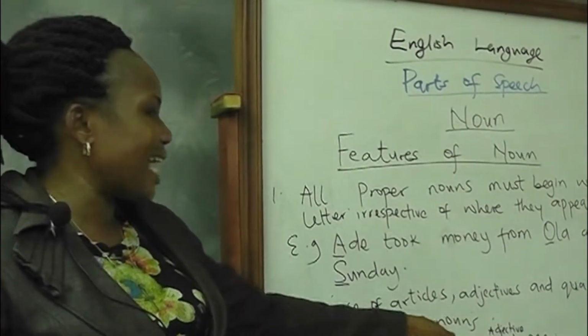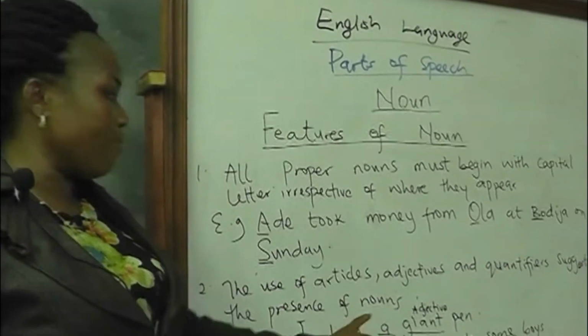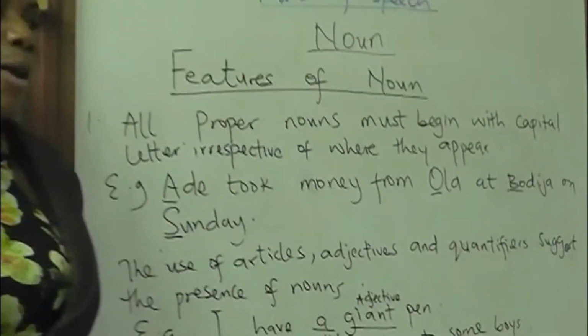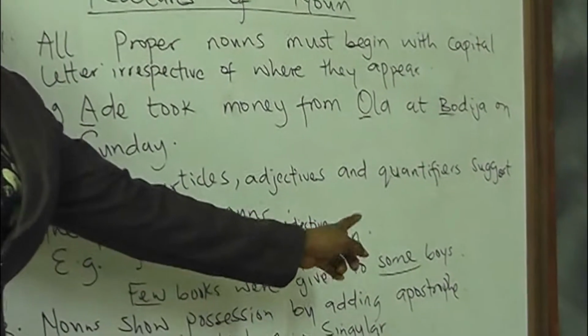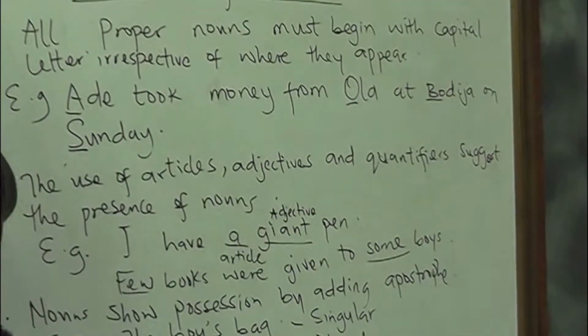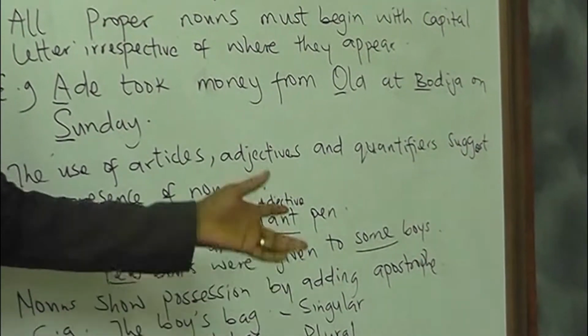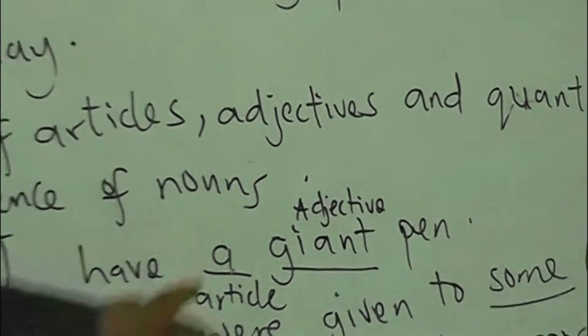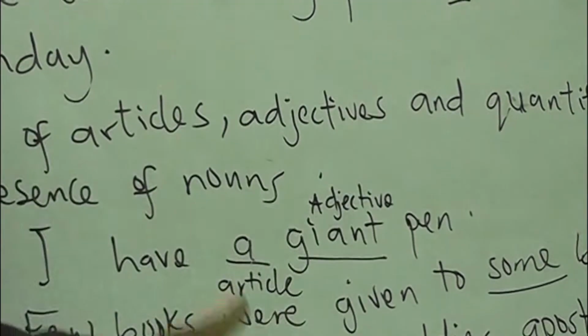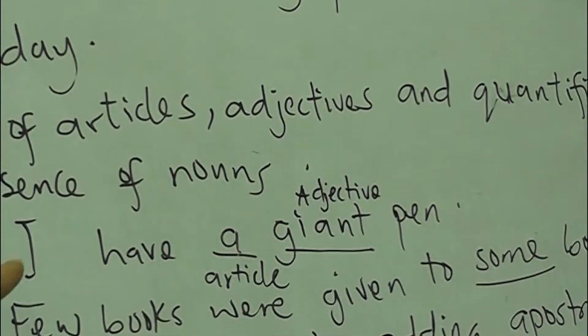I have a giant pen. What you have is the pen. The pen, that is the noun. So "a" is an article, still describing the pen. Then we have "giant," which is an adjective here. So it's still describing the pen. So the presence of adjectives and articles.